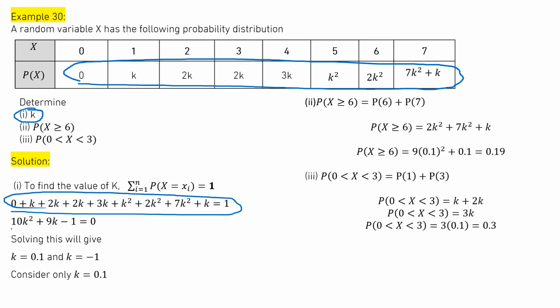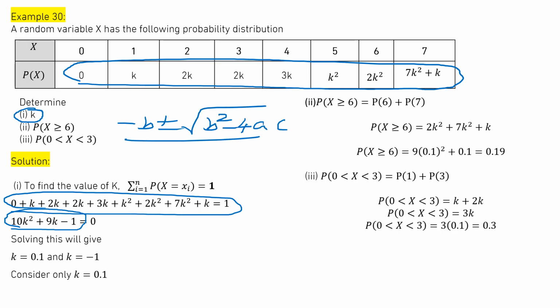So if you add the left hand side, you will get 10k² + 9k − 1 = 0. Okay, so this is a quadratic equation. If you solve this quadratic equation, you will get two values. You can use a calculator or you can use this formula, (−b ± √(b² − 4ac)) / 2a. So you will get two values, k = 0.1 and k = −1. Since the second value is negative 1, we need not take this one. So we have to consider only k = 0.1.